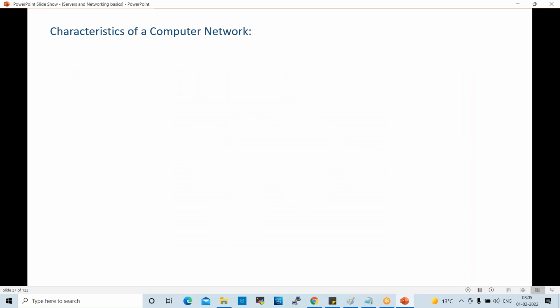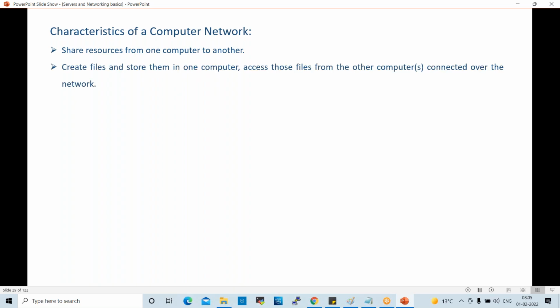So characteristics of a computer network. What are the characteristics available? Share resources from one computer to another computer. You can easily share the resources, right? Create files and store them in one computer, and access those files from other computers connected to our network. Means what will happen here? One central computer we use, which is the server, right? From that server, we can access all the data. We can share the data, copy the data, and transfer the data by using servers through the network. We can perform these activities, right?